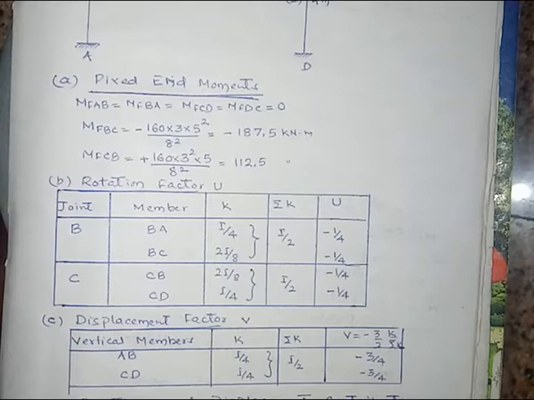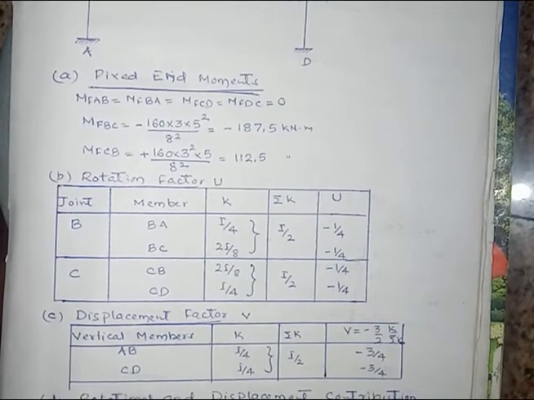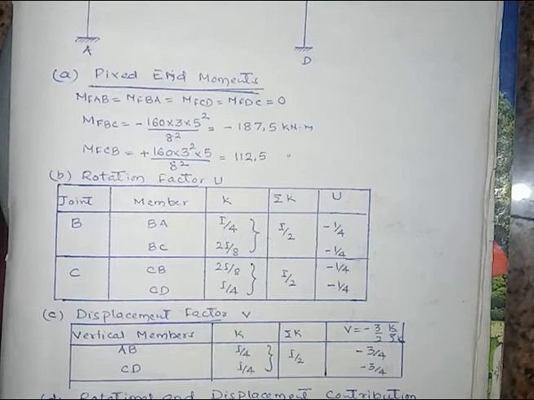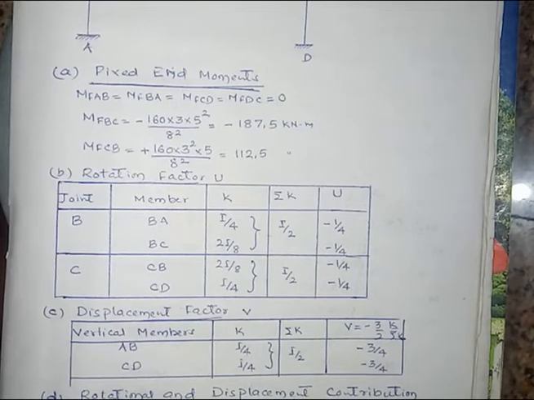For the vertical members, you have to calculate the displacement factor. The displacement factor is given by phi equals minus 3 by 2 for the vertical members only. That is, phi equals minus 3 by 2 into k divided by summation k.